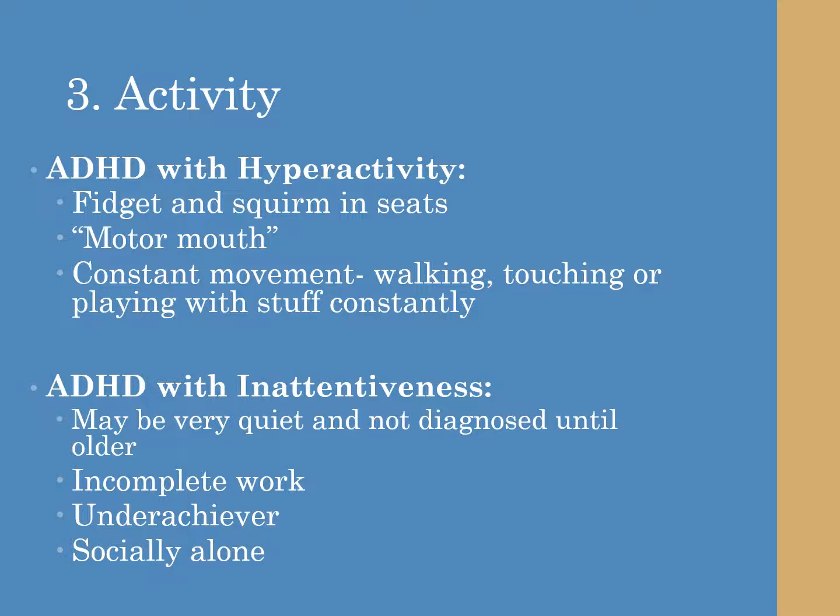For the third category, we're going to look at the two subtypes, hyperactivity and inattentiveness, separately. The individual with ADHD with hyperactivity might be the one that fidgets and squirms in a seat, is the motor mouth, and is in constant movement, like walking, touching things, or playing with stuff constantly. Individuals with ADHD with inattentiveness may be very quiet and not diagnosed until older. We will see incomplete work even though they are super smart, underachievement, and not having many friends.